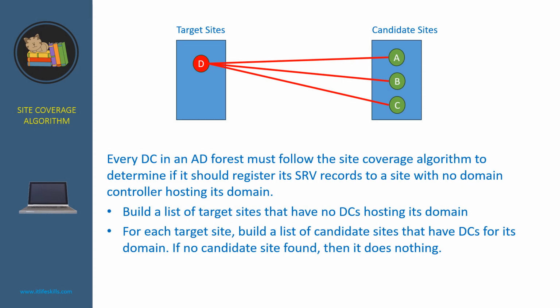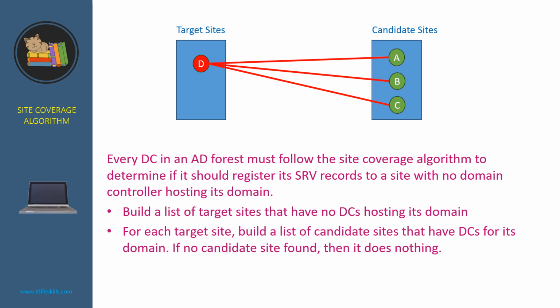The site coverage algorithm is stated like this. Every domain controller in an AD forest must follow the site coverage algorithm to determine if it should register its service records to a site with no domain controllers hosting its domain. First of all, it needs to build a list of target sites that have no domain controllers hosting its domain. Then for each target site, it builds a list of candidate sites that have domain controllers for its domain.